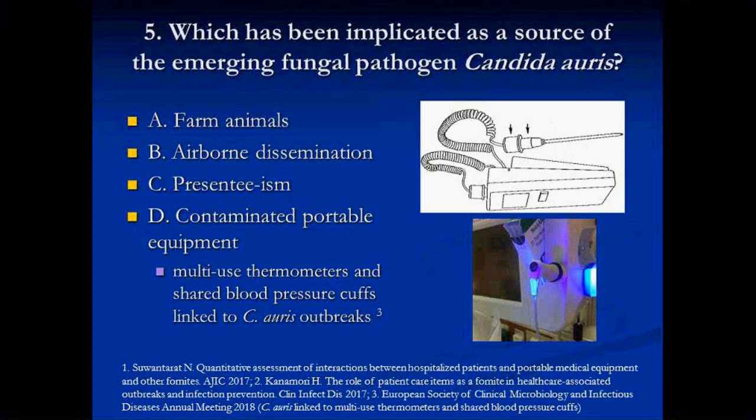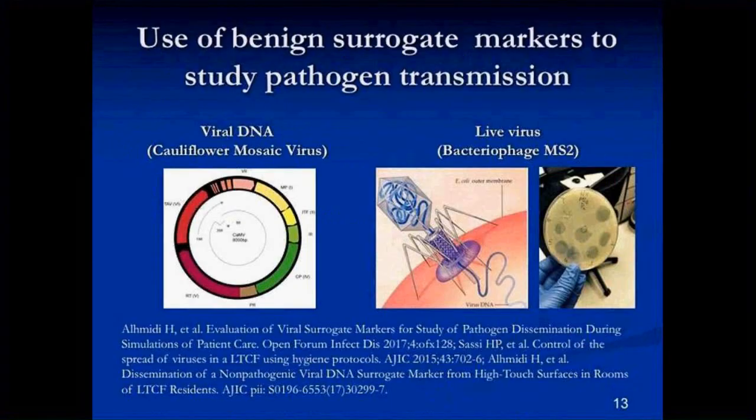So this is how these potential things that are portable matter. We do a good job of cleaning bed rails, but a lot of portable devices are coming in and out of patient rooms. And so this is one of the problems that we face in trying to understand how important portable equipment is as a source of transmission. You can show that it's contaminated, but we have relatively limited evidence for how it actually contributes to transmission.